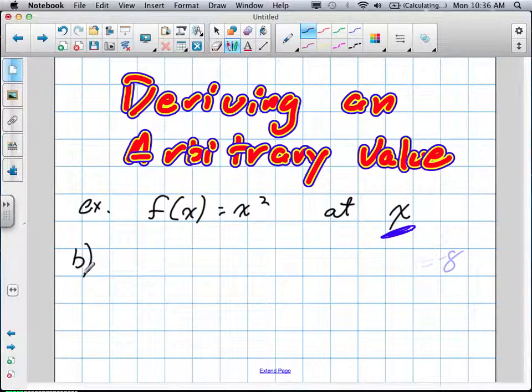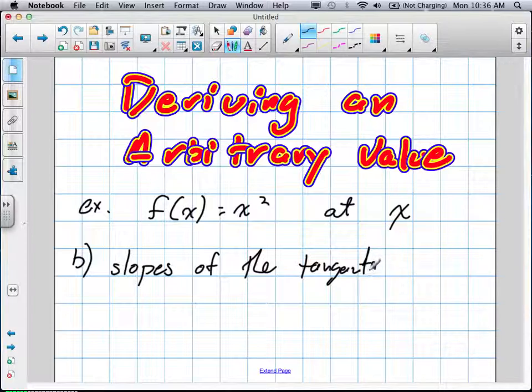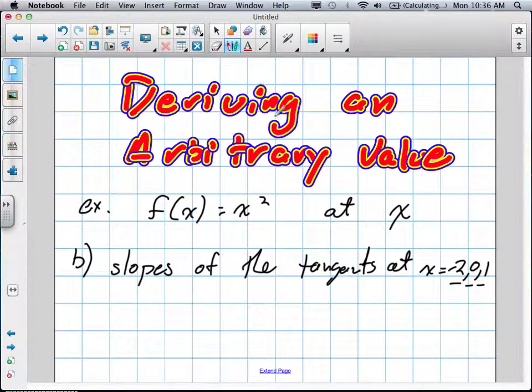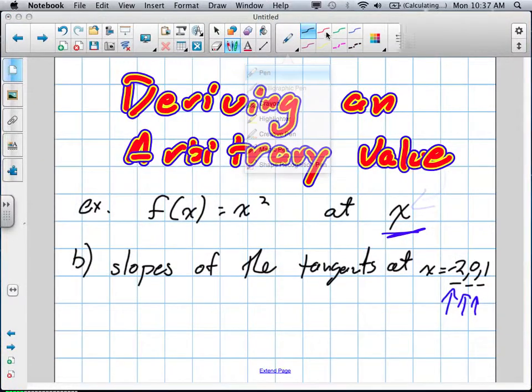Part B is going to ask us to determine the slopes of the tangents at x when x is equal to -2, 0, and 1. So instead of putting it into our first principle formula 3 different times, it is showing us a faster way of doing it: finding the first principle of just the arbitrary value of x and then using that equation to find all these slopes at the end. So we'll go through this process.